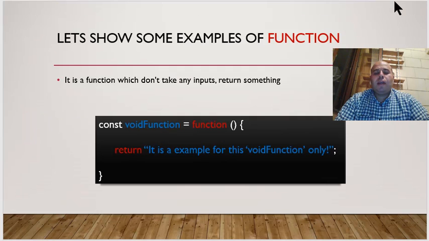And the final example of a function is a function which doesn't take anything as an input, but it returns something. As you can see in the black rectangle, I define a function whose name is void function, and it doesn't take anything, but it returns a string.